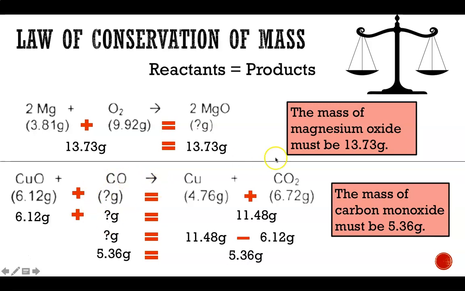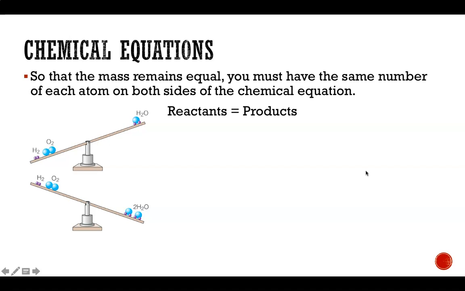We're not going to do problems like this going forward. That's why I didn't have you write it down. But just to get the idea that masses need to equal on both sides of our equation, that we've always got the same mass on our reactant side and our product side. So for us, to make sure that the mass remains equal, we have to make sure that we have the same number of each atom on both sides of our chemical equation. Our reactants need to equal our products. So that's that same idea, but now we're talking about atoms instead of mass.